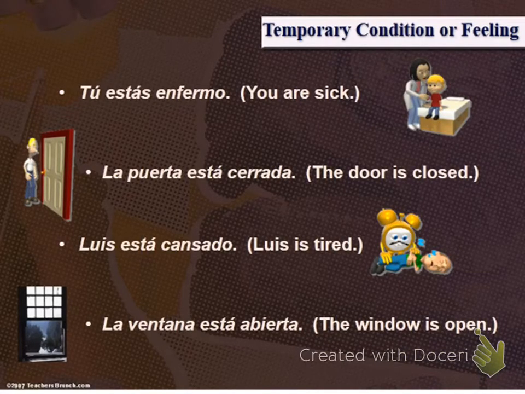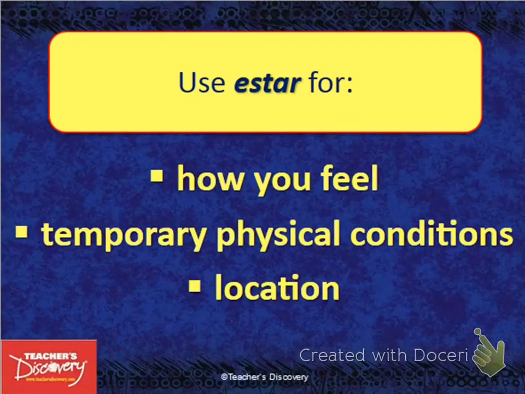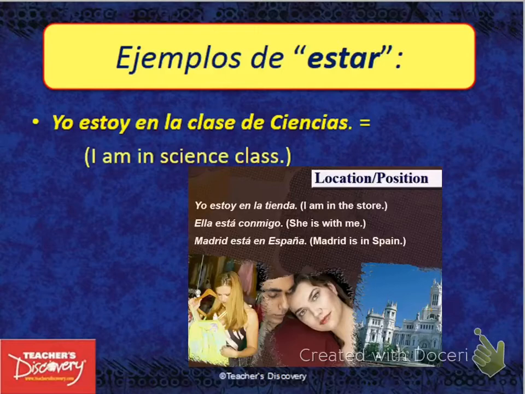So being sick, a door being closed is a temporary condition, somebody being tired. We go under the assumption that somebody being tired isn't going to be forever tired. It's just a temporary thing. Okay, and a window being open can always be closed. Okay, and location is the other big one. So I am in science class.